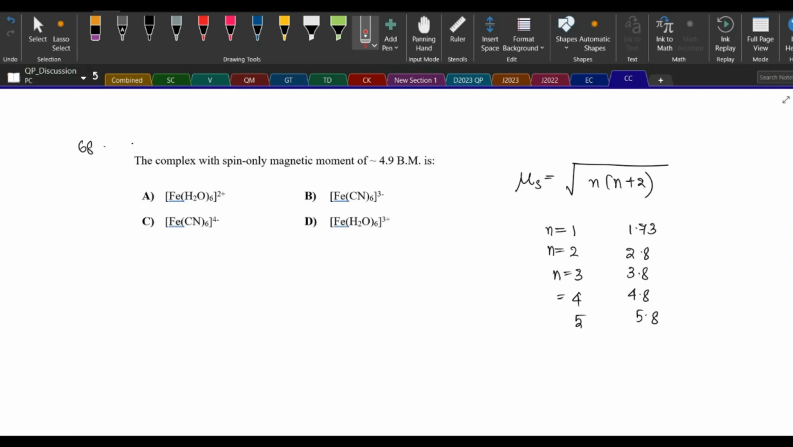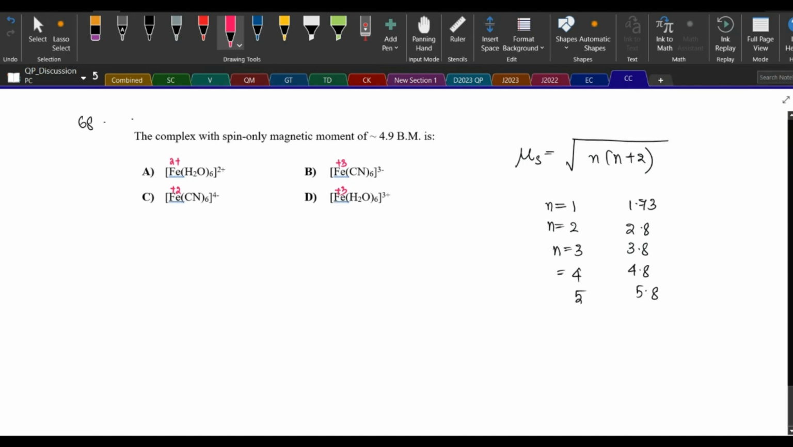Okay, so we are checking which system will have 4 unpaired electrons. For every system, first of all you find the oxidation state. Water is neutral, iron is in the oxidation state +2. Cyanide is -1, iron is in the oxidation state +3, here +2, and here also +3. Correct. 4 unpaired electrons is what we need, right? Let's check the first option, t2g eg.